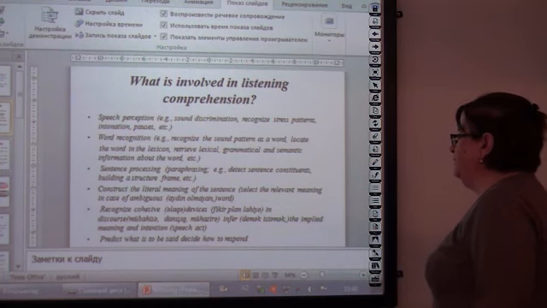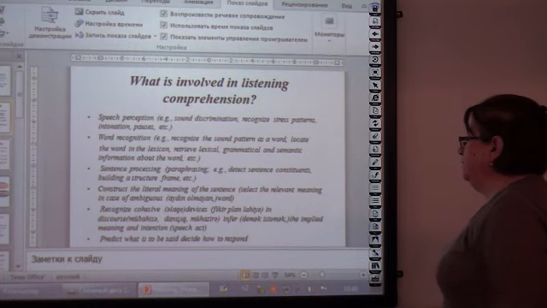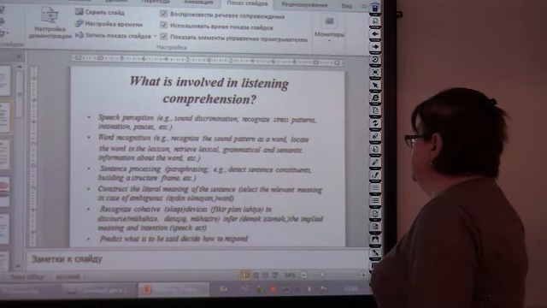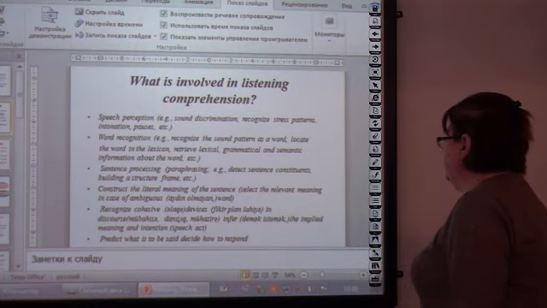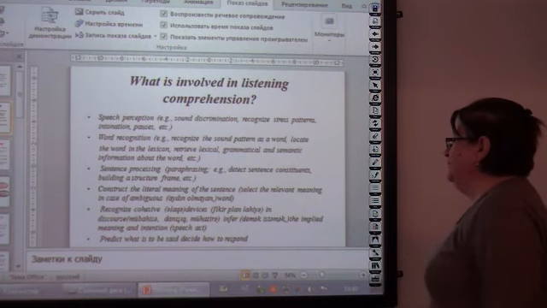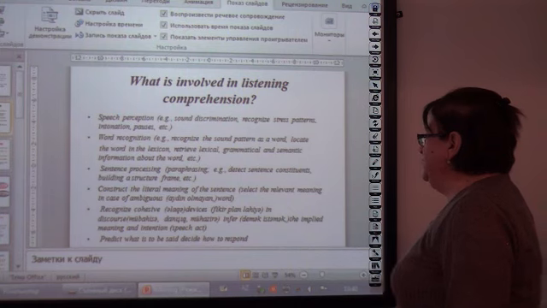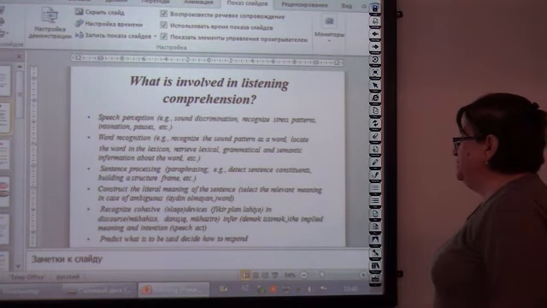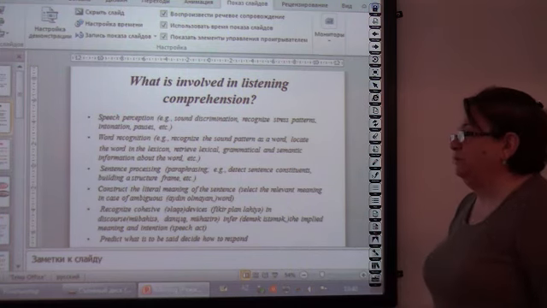Recognize cohesion in this concept. Infer the implied meaning and intention. Predict what is to be said, decide how to respond.